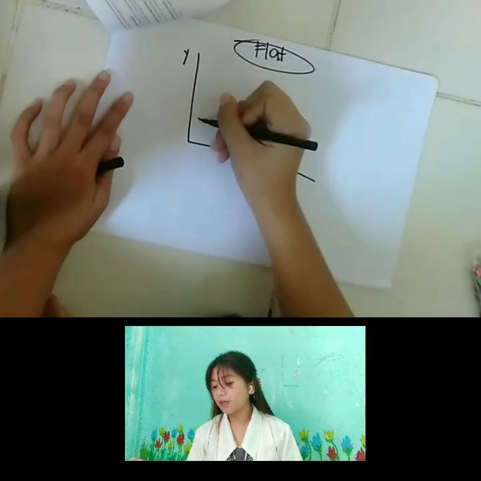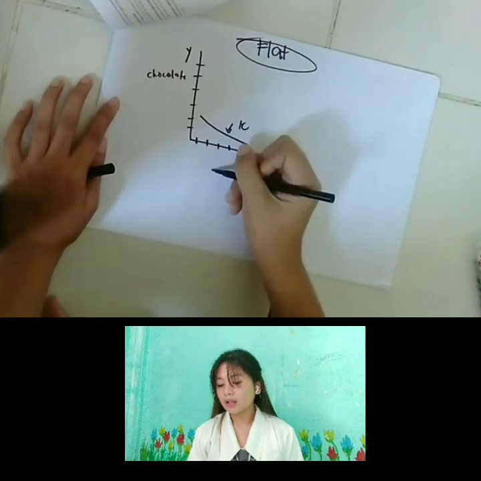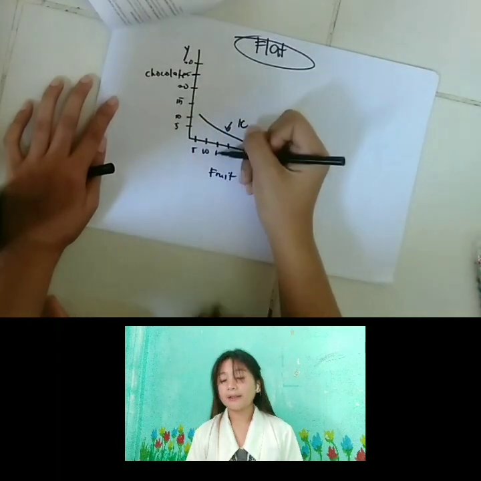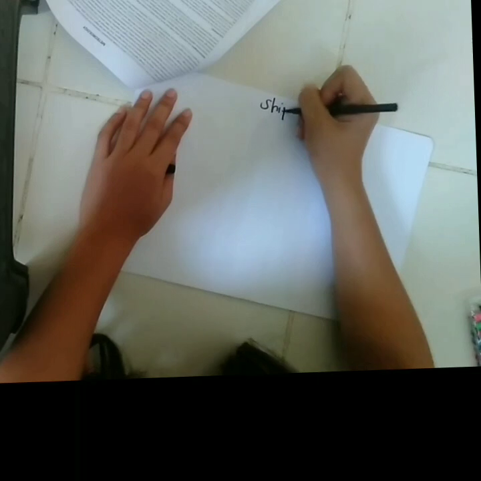And if the indifference curve is flat, the MRS is low. It means that the person is willing to give up only a small quantity of good Y to get a large amount of good X to remain indifferent. We also have the shifting. Ito naman yung shifting.